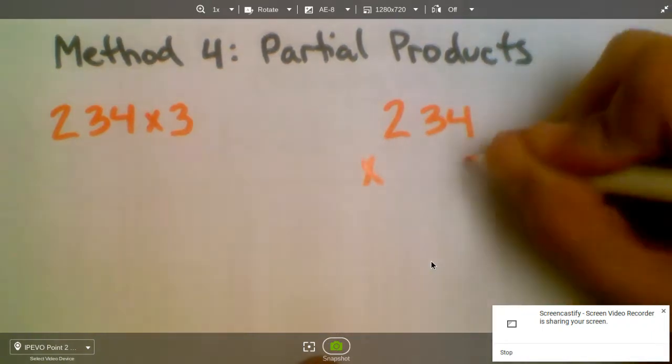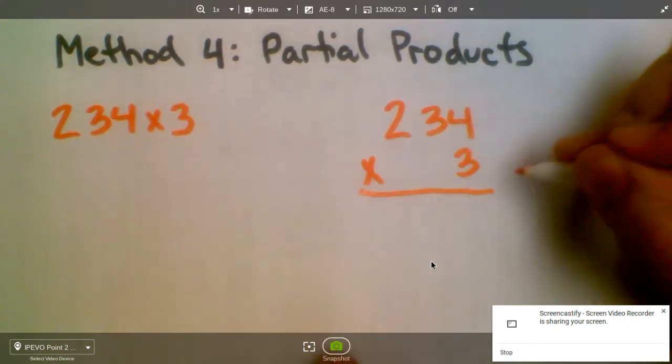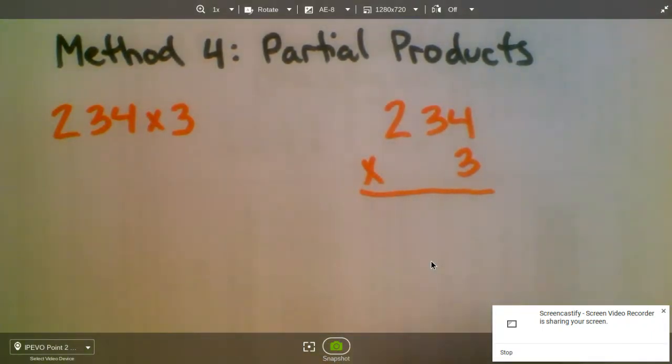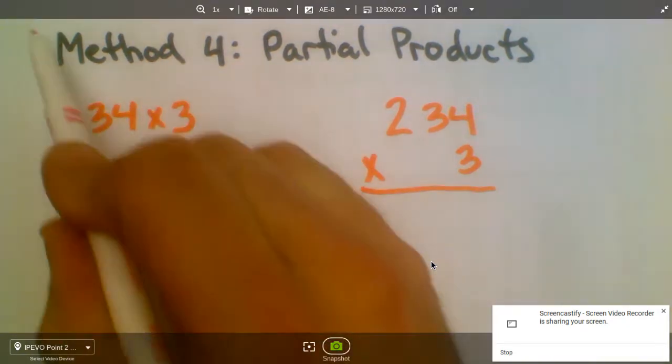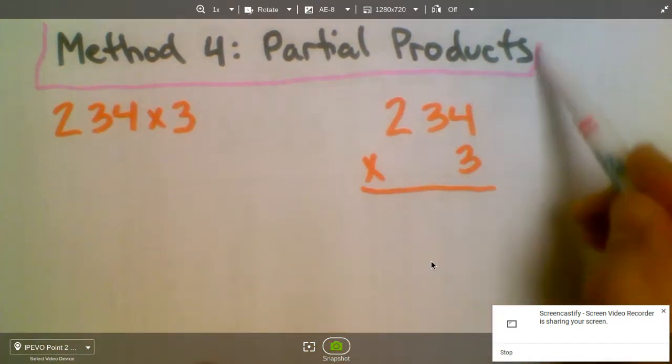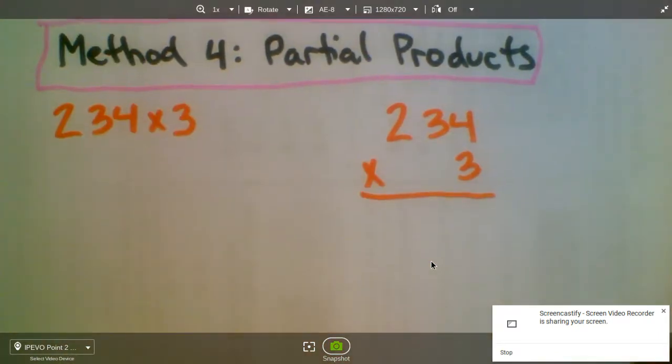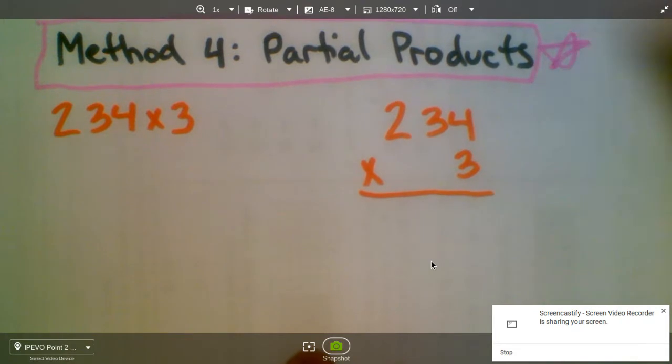234 times 3. When I call it the vertical method, it sounds like some crazy new way of doing it. It just means we're not writing it across, but we're stacking it. This method, I'm just going to tell you ahead of time, is one that we really want students to understand and be familiar with. They don't necessarily have to pick it if they're solving a problem themselves, but this really is an important one for them to have a clear understanding of how it works. So I'm just going to emphasize that for you guys right now.